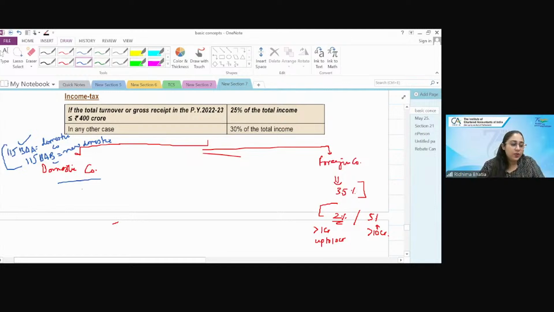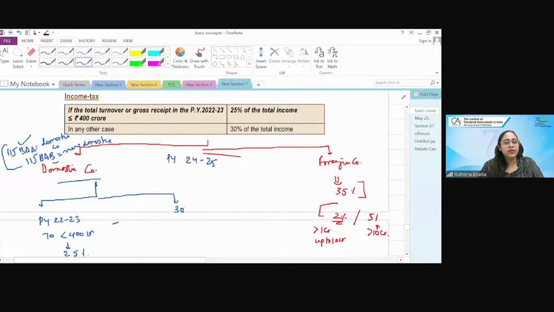ठीक है? But domestic company के लिए what is the rate? We're talking about previous year 24-25. Okay? The rates depend upon the turnover. If in the previous year 22-23 the total turnover is less than or up to 400 crores, then 25%, otherwise 30%. ठीक है. If the turnover is less than 400 crores, 25%. If the turnover is more than 400 crores, 30%.